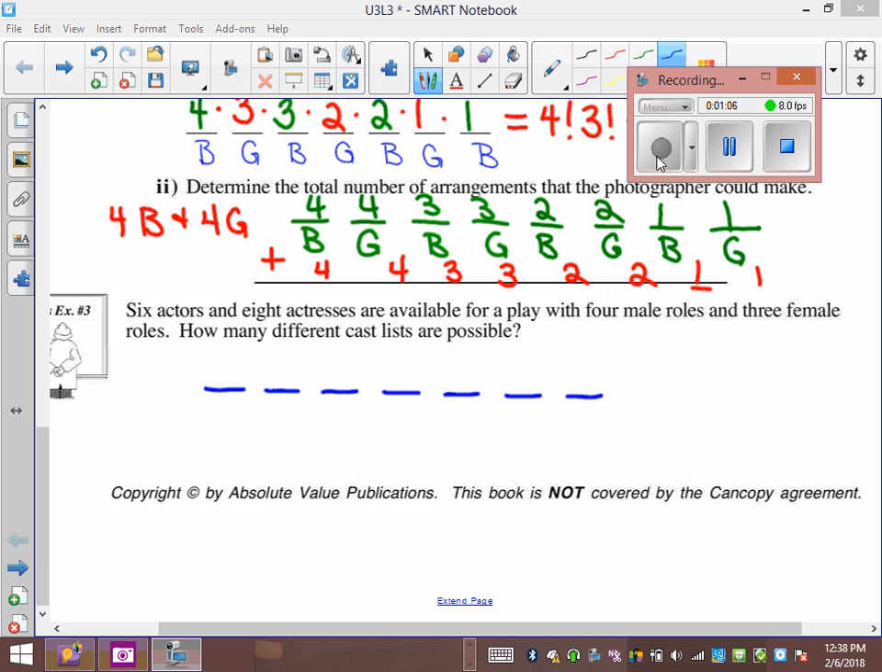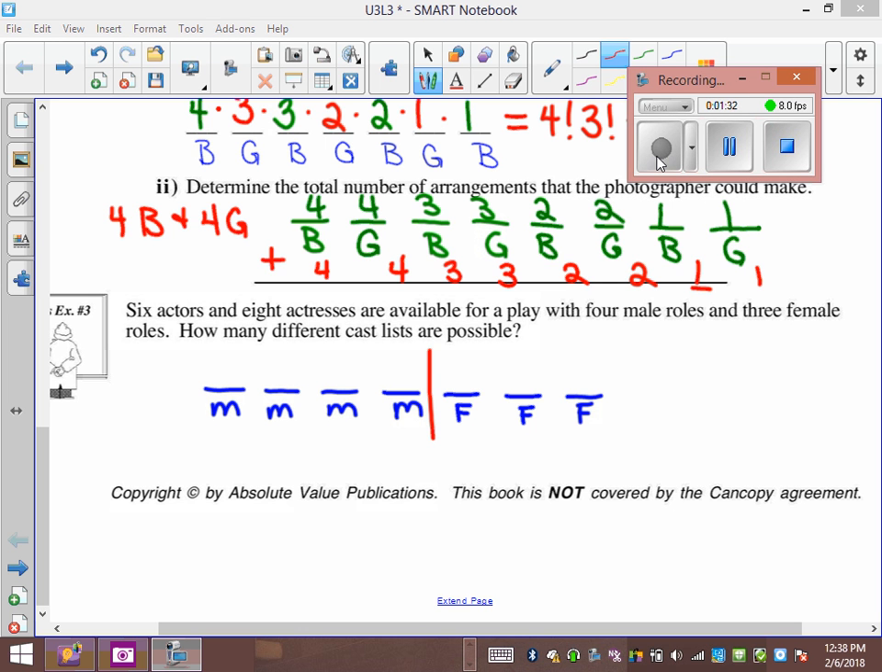So we have 7 roles that we're filling. 1, 2, 3, 4, 5, 6, 7. We need a male role, male role, male role, male role, female, female, female. Does it matter what order we pick them in? Like, does it have to be male, female, male, female, or anything like that? Does the order matter? No. So we're picking males and we're picking females, so we could split it up into 2 pieces because the order in which we pick them doesn't matter.